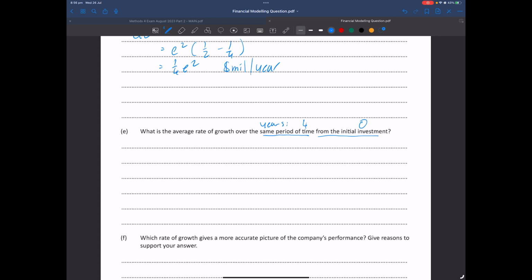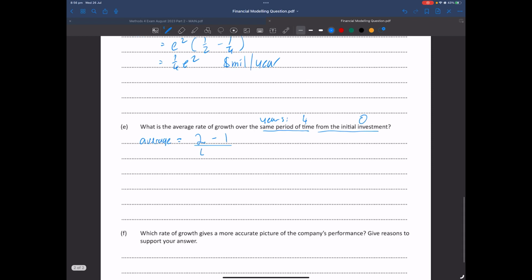And we do as following. Average is equal to, we just use our straight line gradient formula for that. At 4 years, we know the capital was 2 million, and at 0 years it was 1 million at the start, all over 4 minus 0. So 4 years to 0 years, 2 million to 1. So that's 2 minus 1 is 1 over 4.